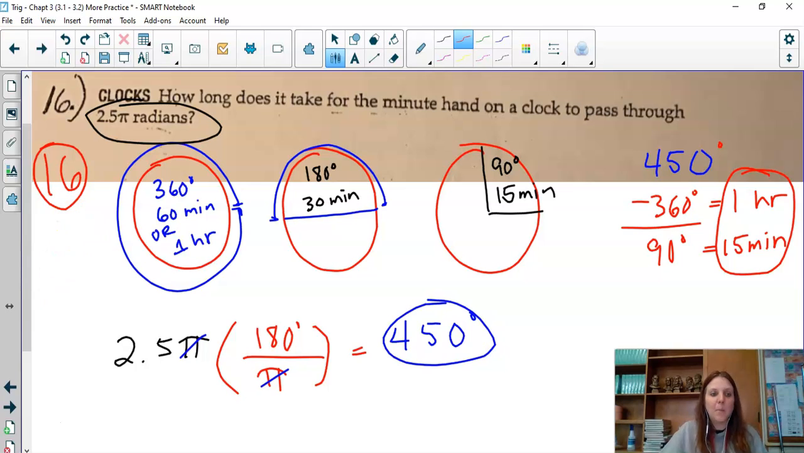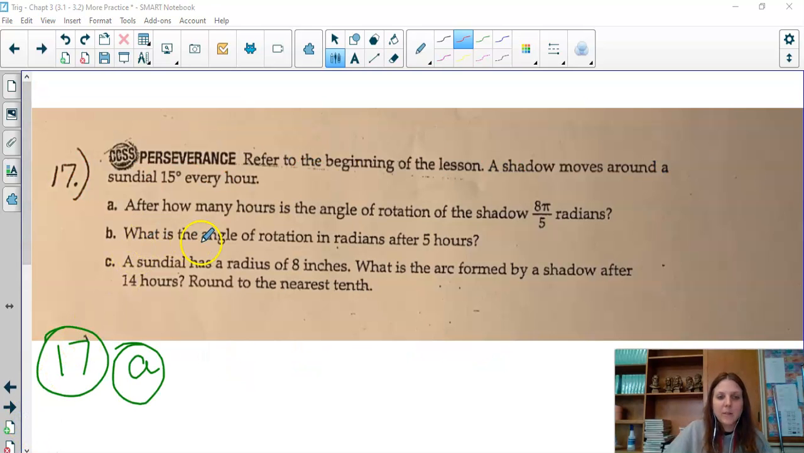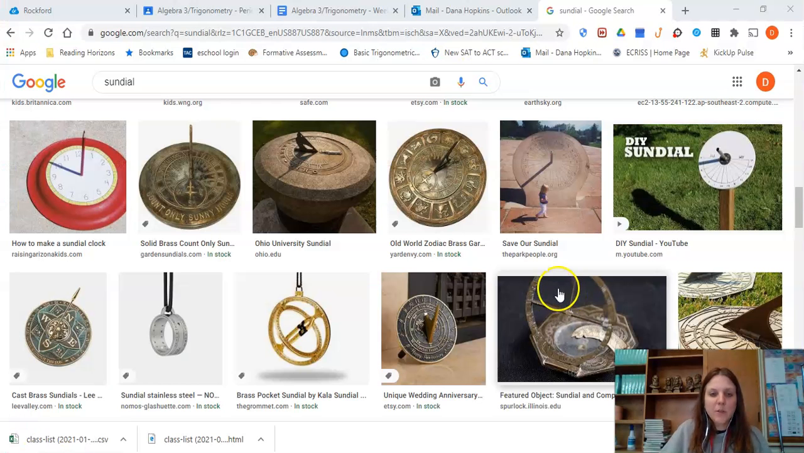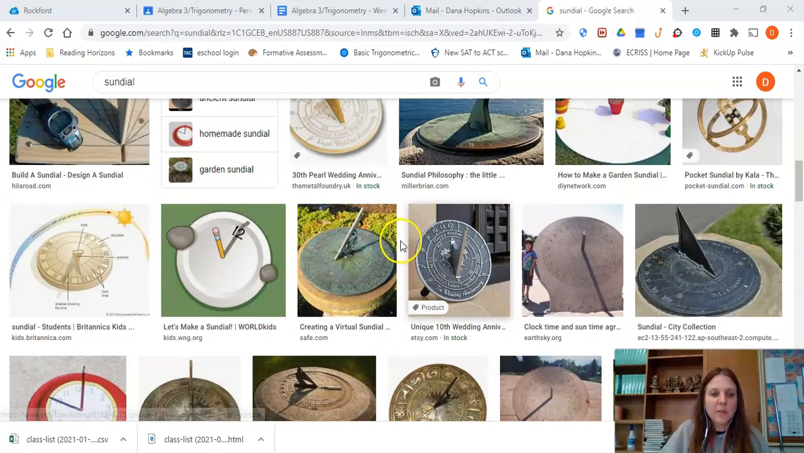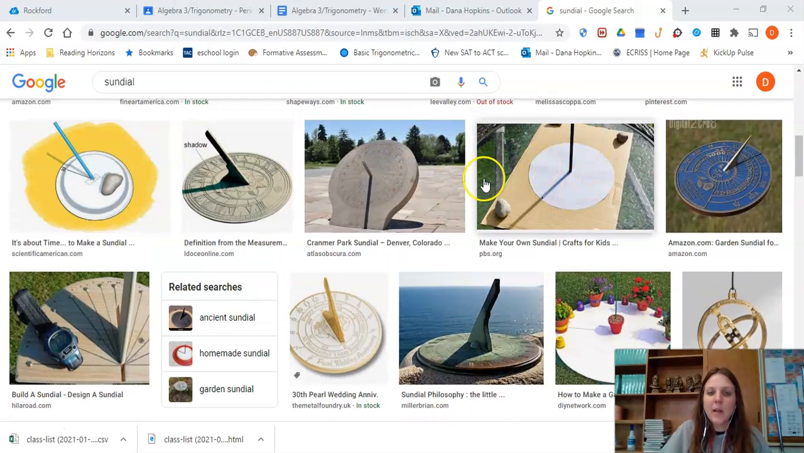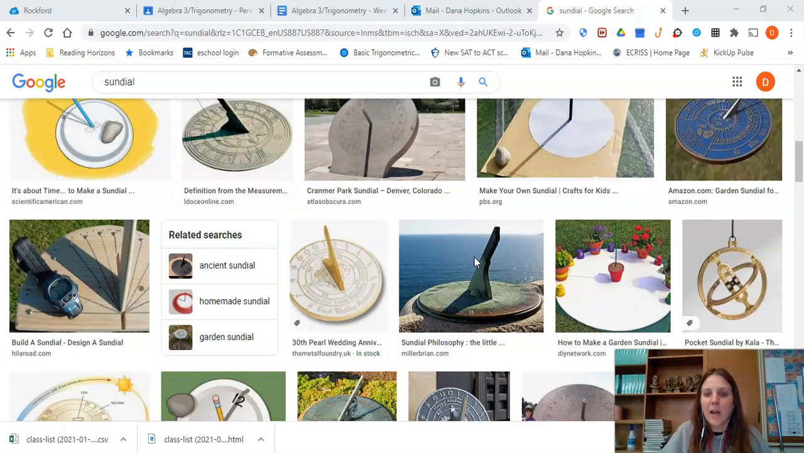The last one that I'm going to look at here is number 17, and it's talking about a sundial. So let's look at a picture of a sundial. So here's some examples of a sundial. It's just simply a device that you have some sort of a middle point or a pencil or something. You shine the sun on it, and when the sun shines on it, it produces a shadow. If you are able to set this up correctly, this can predict pretty accurately the time of the day.